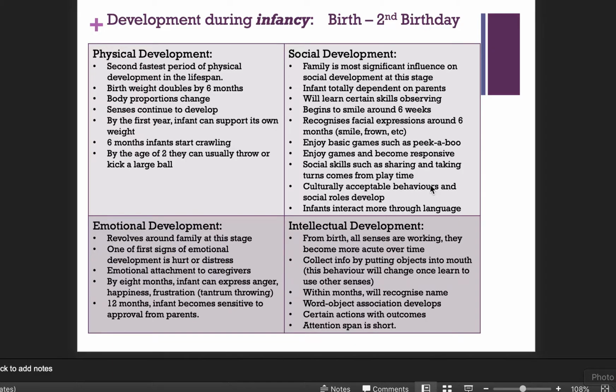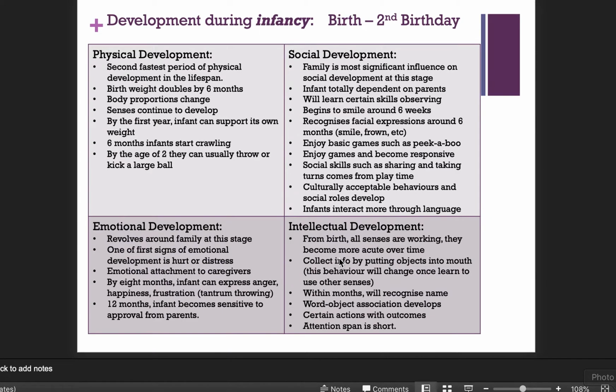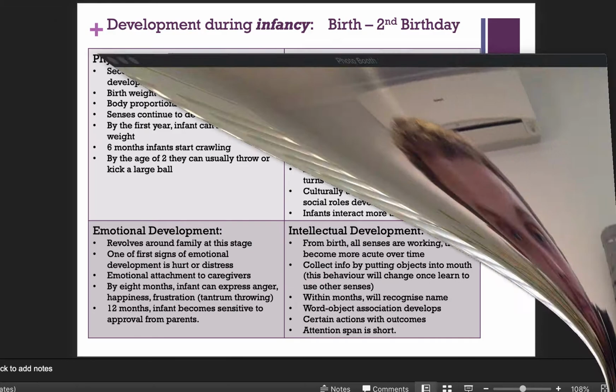Different culturally acceptable behaviours and social roles start to develop by watching what is right and also being told, as young as 2 years old. And infants can interact more through language as they start to move through to that second birthday. I can tell you that even through lockdown, my youngest daughter, who's 2.5 years old, at the start of lockdown was using single words or two or three words together, now stringing full sentences together.